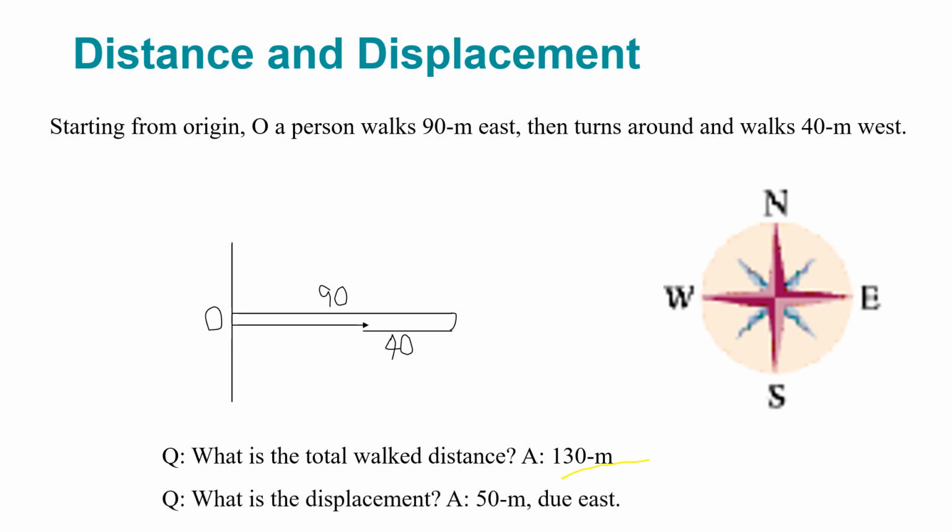What is the displacement of a person? So what we need is to subtract the 90 minus 40. And yun pong sagot niya, 50 meter due to the west. Take note, pag displacement ang hinahanap, there should be a direction.